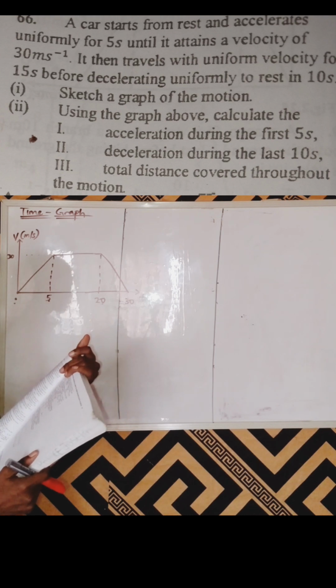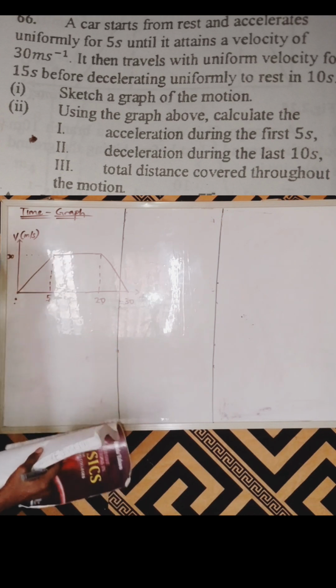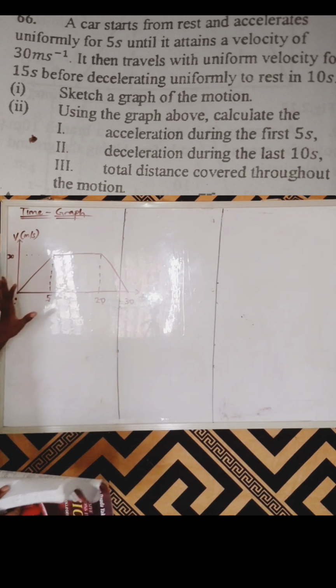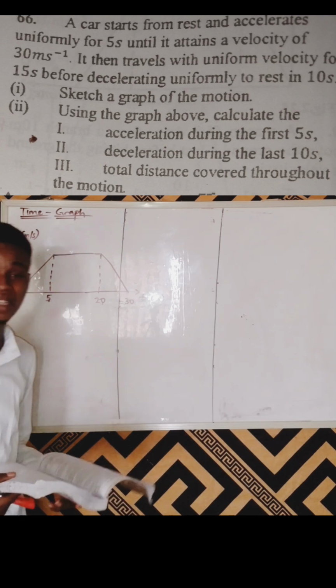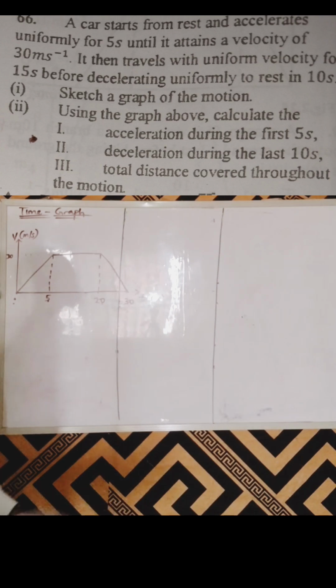So now, what do they ask us to look for? Number one, they say we should sketch a graph of the motion. That's what I've sketched already. This is how the graph should look. The first step in attempting a time graph question is to sketch the graph. Once you sketch the graph, you are good to go.